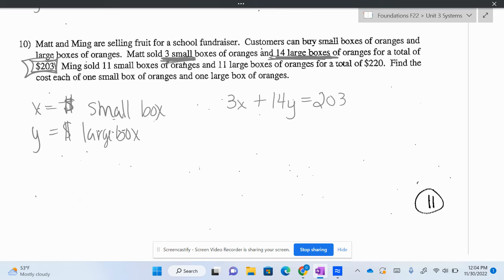Amira. Ming sold 11 small boxes and 11 large boxes for 220. Okay, we are going to solve this one. So what do you want to multiply both sides by? Or do you want to use a different method? Do you want to use elimination and multiply both sides to change the value, or do you want to use substitution?